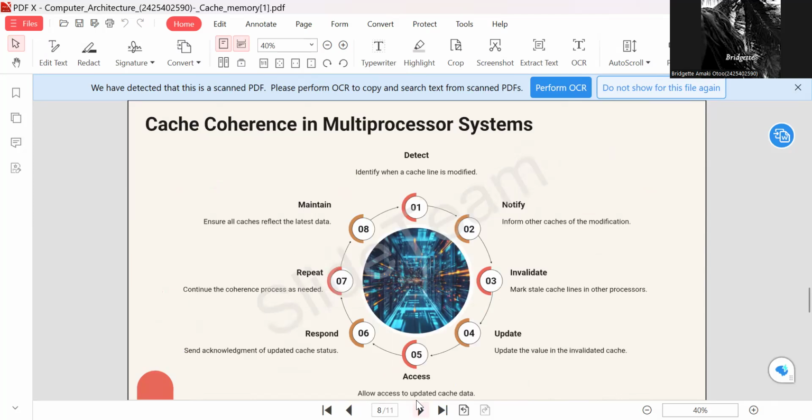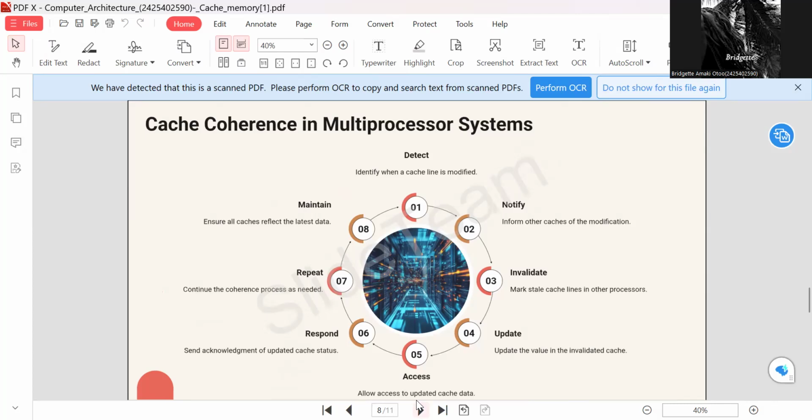Cache coherence in multiprocessor systems. This cycle shows how the cache stays coherent in multiprocessor systems. 1. Detect. Identifies when a cache line is modified. 2. Notify. It informs other caches of the modification. 3. Invalidate. Marks stale cache lines in other processors. 4. Update. Update the value in the invalidated cache.